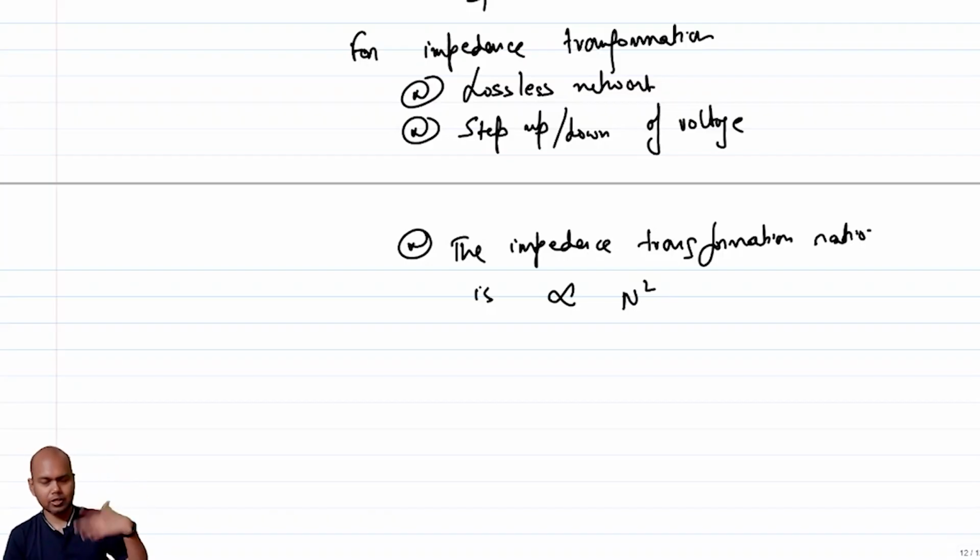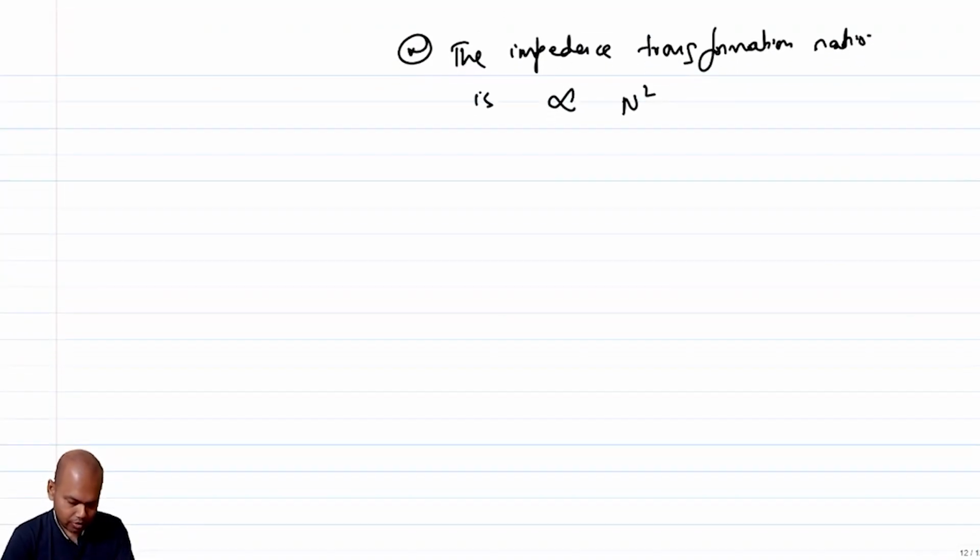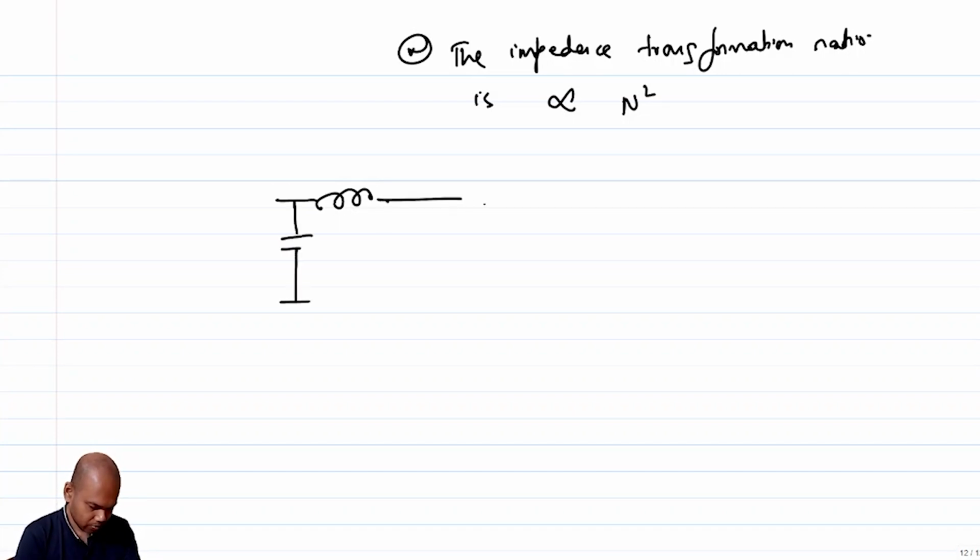Now whether it's multiplied by N squared or divided by N squared depends on whether you are stepping down the voltage or stepping up the voltage. Right now we are concentrating on stepping down the voltage. In the next lecture we'll give an example of stepping up the voltage. So now, from the lens of this transformer, what do you think this network looks like, where this is the box?